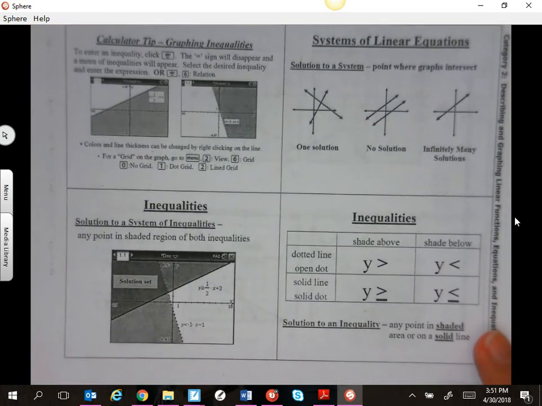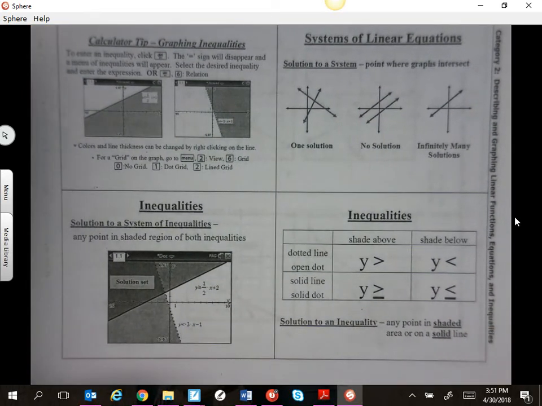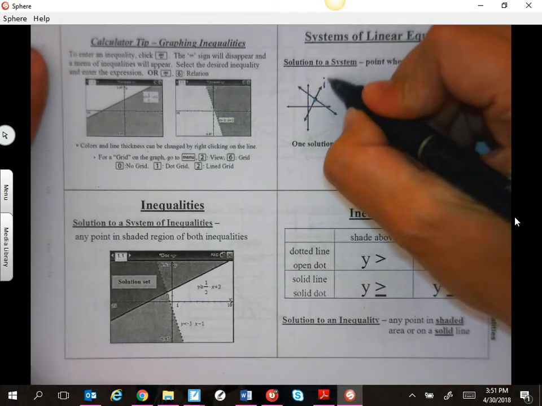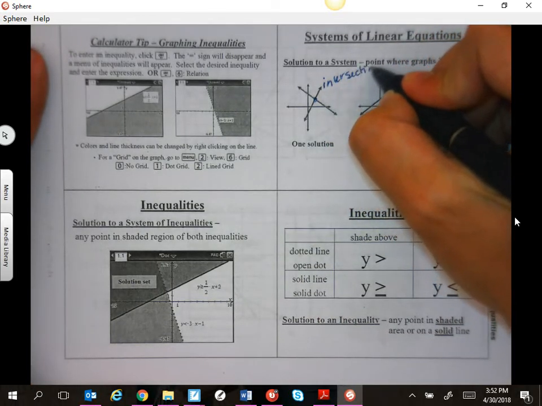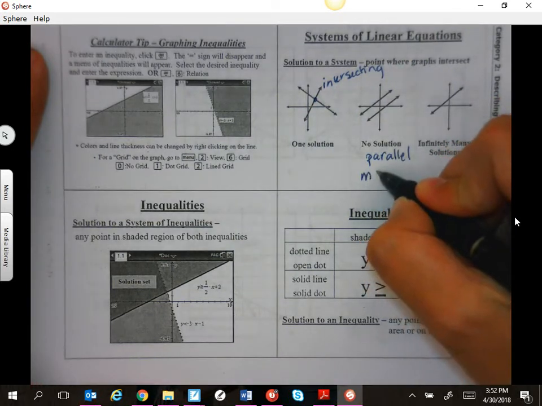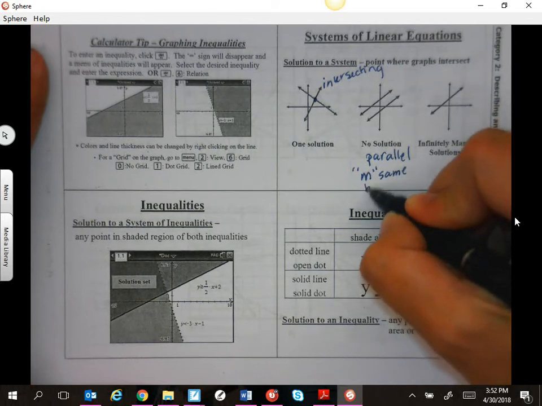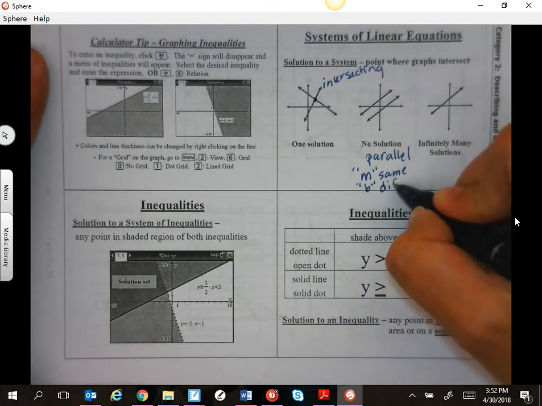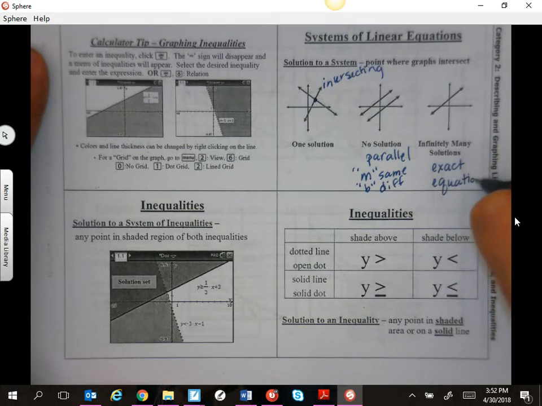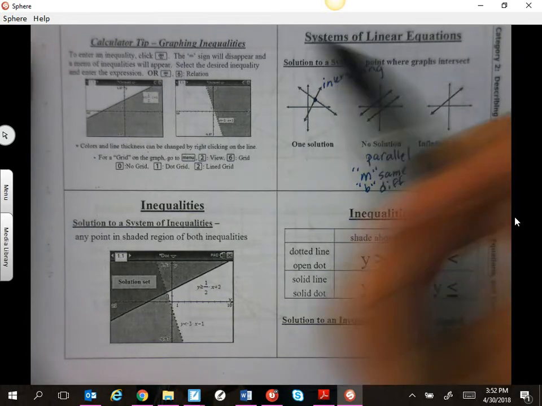The last piece is going to be systems. So remember, systems is when we graph 2 or more equations on the same line. We can have one solution, which means they are intersecting. Or no solutions. These are going to be parallel lines. This is when you have the same slope and different b's. Infinite means it's the exact same equation. Alright, they're identical. You can put them into the calculator.